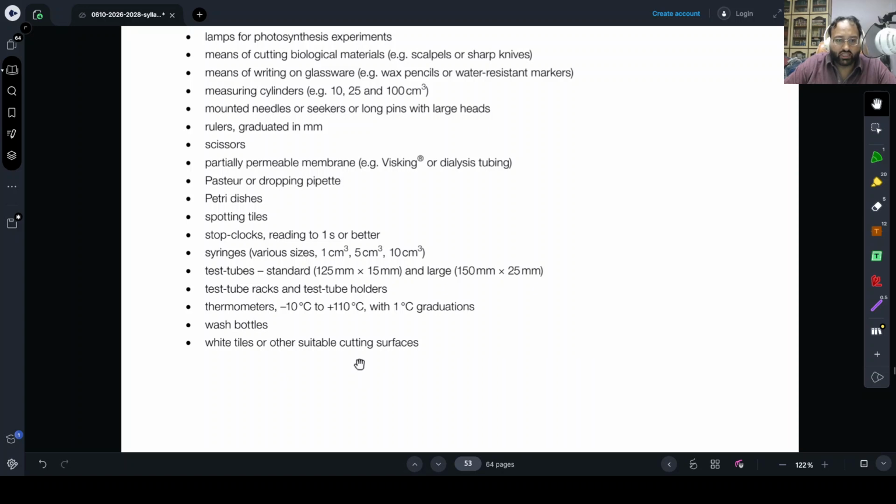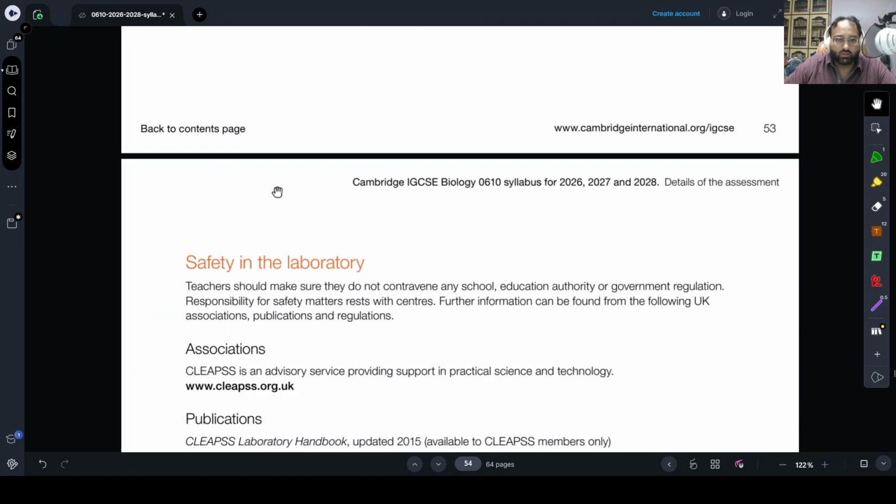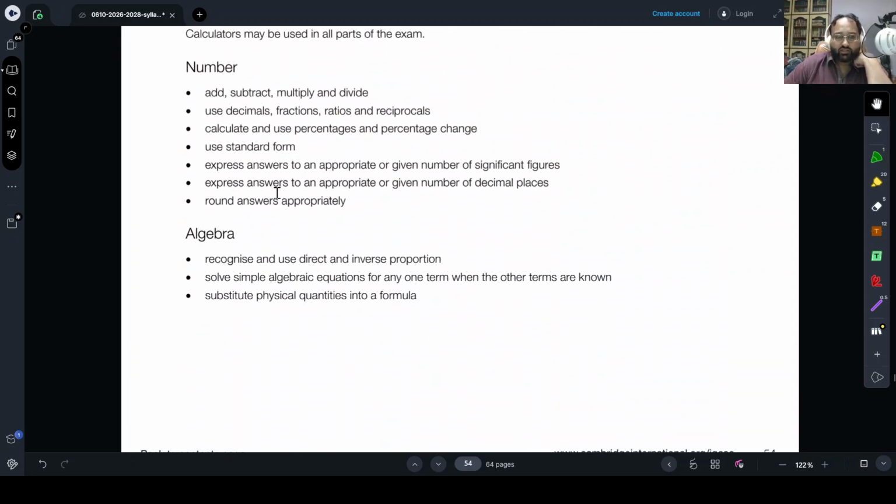Wash bottles, white tiles, or other suitable cutting surfaces. So you're going to cut using tiles, not a cutting board. So that was all about apparatus and chemical reagents. Then you've got numbers, right? So the math involved in biology.